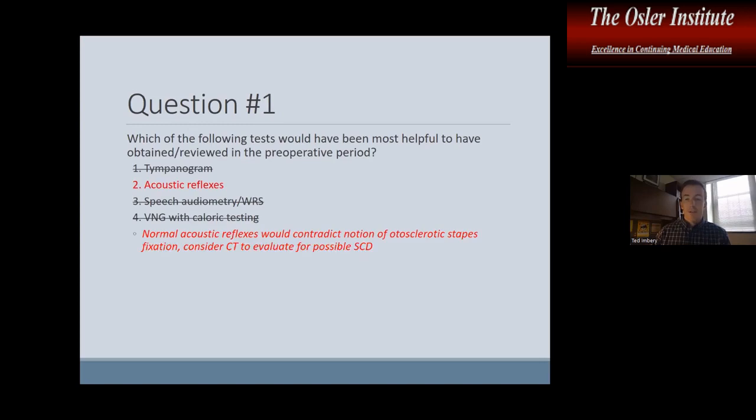Acoustic reflexes. This case harps on something that may come up, which is differentiating otosclerosis from superior semicircular canal dehiscence. Acoustic reflexes are typically going to be absent in otosclerosis because of the stapes fixation. But if the patient had normal acoustic reflexes, that would clue you in that this is not otosclerosis and that there's something else going on. And then typically you would consider CT imaging to evaluate for possible canal dehiscence.